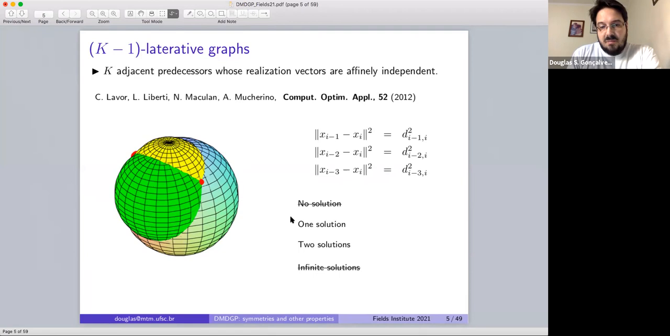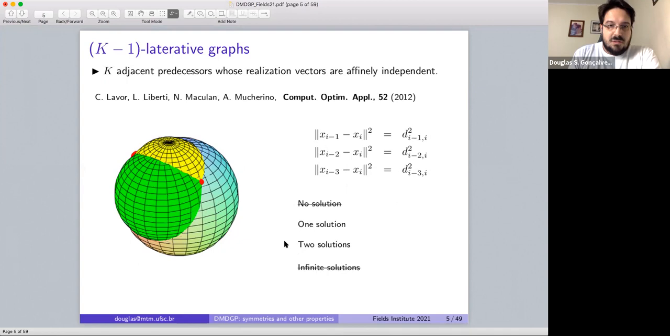Okay, so the possibilities are that the intersection of these k spheres could be empty, one point, two points, or infinitely many points. But if we suppose that the instance at hand is a yes instance, which means it has a solution, then we rule out the empty option. And as long as the predecessor vertices, x_{i-1}, x_{i-2}, x_{i-3}, are not collinear, then we also rule out this last option, and we end up with one or two solutions.